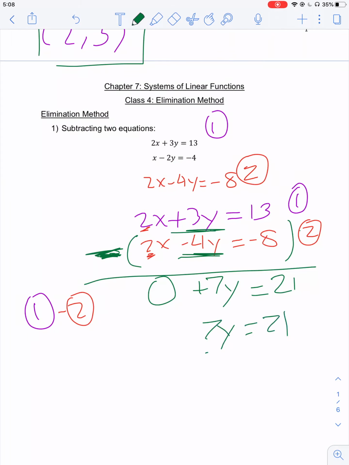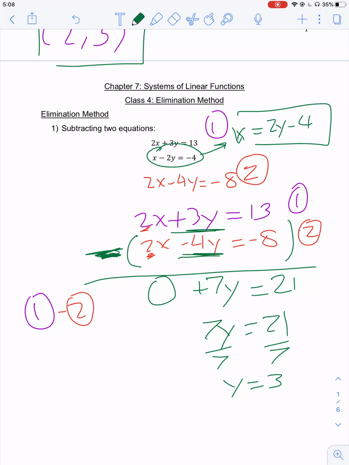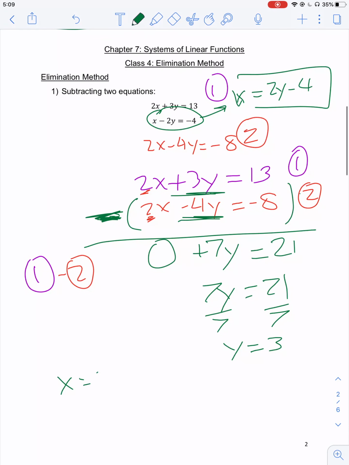So I can solve for y. Divide by 7, divide by 7. So y is equal to 3. And then what you will have to do is solve for x up here. In either one of those equations, it's easier to solve in this one. So x will just equal, just move the 2y over, so you're going to get 2y minus 4. Using this equation, you can figure out what x is. So x will just equal 2 times 3 minus 4, which is 6 minus 4, which is equal to 2. And your solution is 2 comma 3.